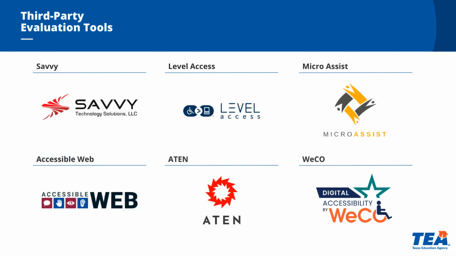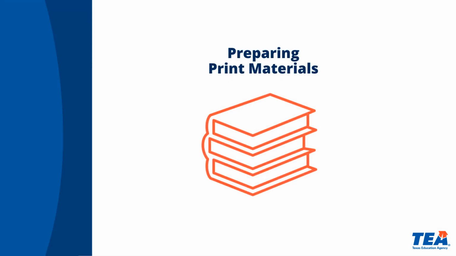While the State Department of Education does not endorse a specific third-party evaluation tool, here is a list of some of the most common vendors. Savvy Technology Solutions, Level Access, MicroAssist, Accessible Web, A10, and WeCo. Now let's dig into the requirements and processes for all state-approved print materials.